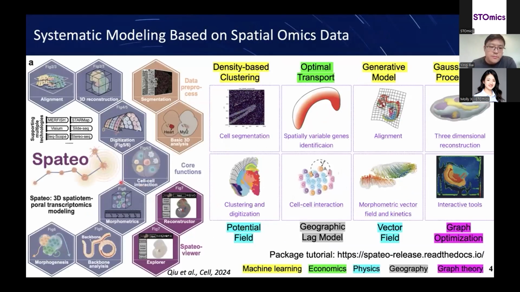So Spateo is based on such kind of data, and it used diverse multidisciplinary algorithms to analyze the spatial transcriptomics data. It includes physics, geography, and even economics methods. We implement these methods into spatial transcriptomics data and fit for our biological scenarios.